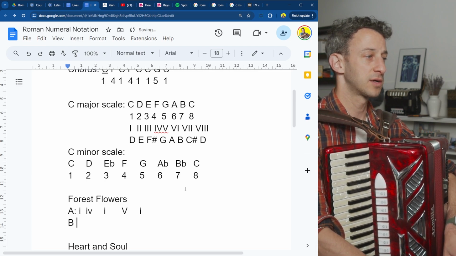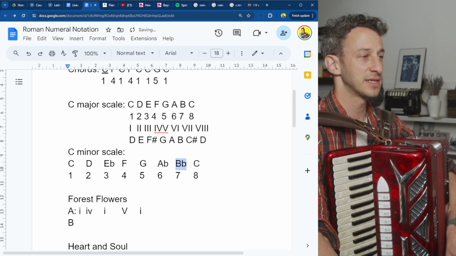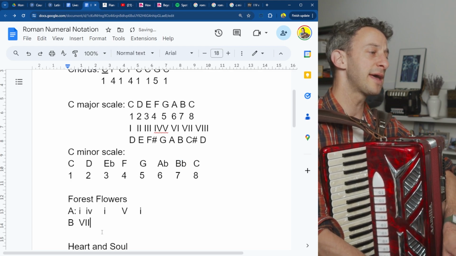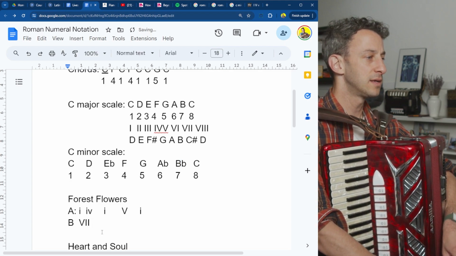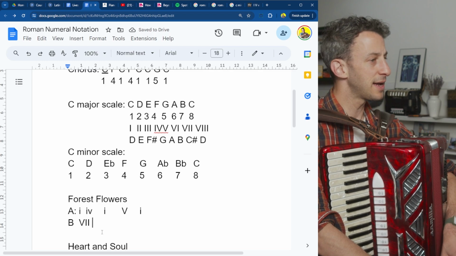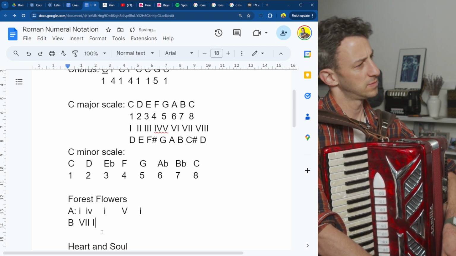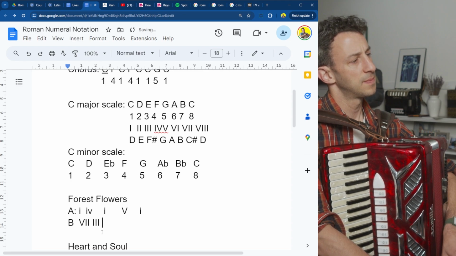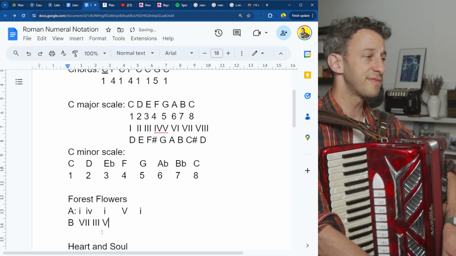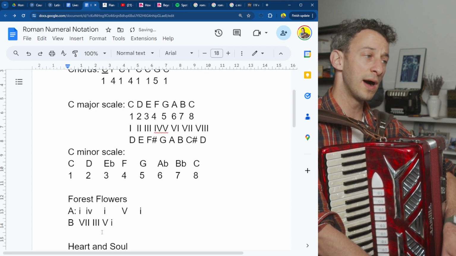Part B goes to a B flat. What's the B flat? Da da da to a major 7. Da da da to an E flat to a 3. To the 5 to a minor 1.